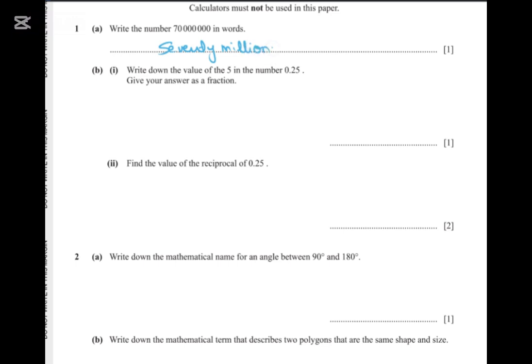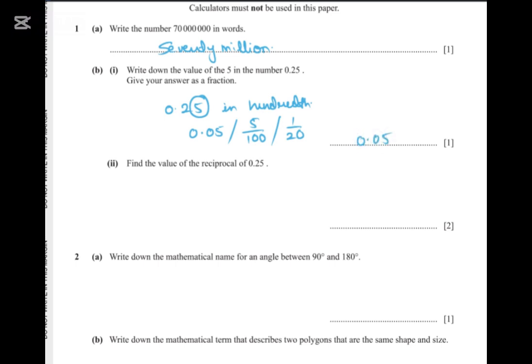Question number B. Write down the value of the 5 in the number 0.25. This 5 is in the 100th place. But we need to write the value, so it is 0.05, or we can write 5 by 100, or we also can write 1 by 20. Any one of these answers you can write here.